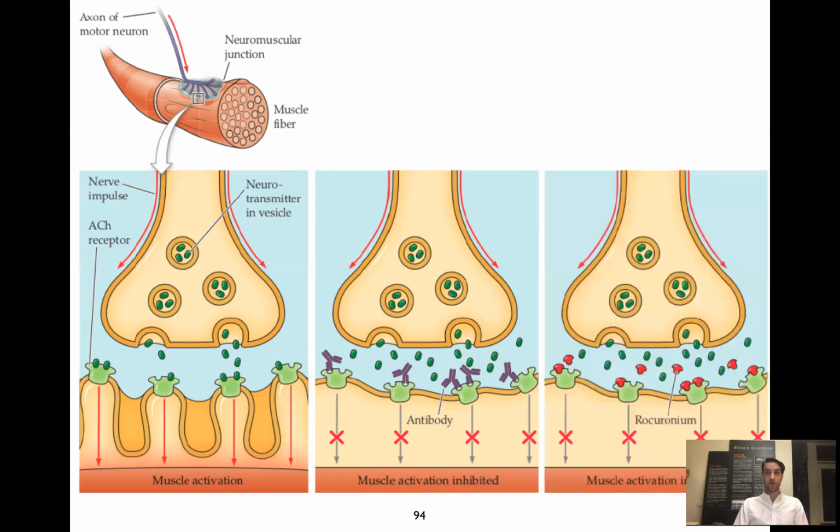For example, there's a fairly well-known paralytic called, I always struggle with this, rocuronium. It does something similar to what the antibodies are doing over here. It gets into this synapse and blocks the acetylcholine from binding with the muscles, and therefore prevents the muscles from contracting and moving, okay?